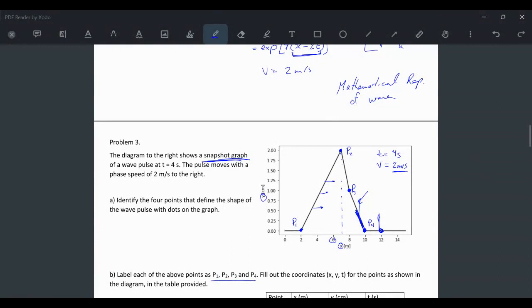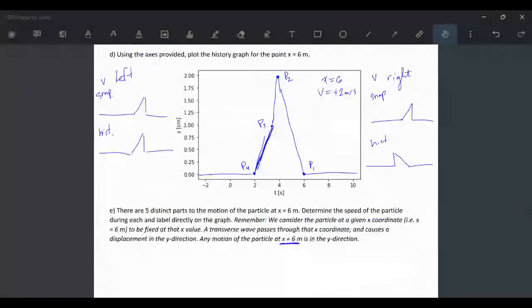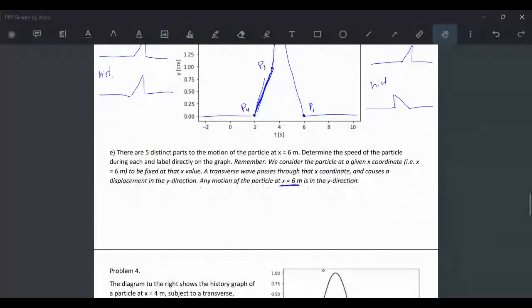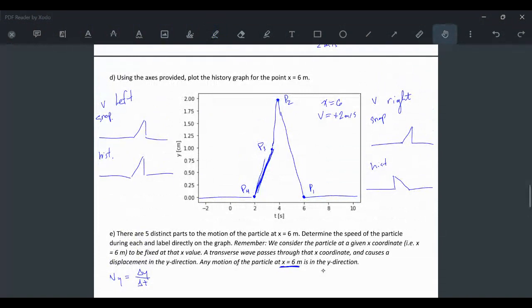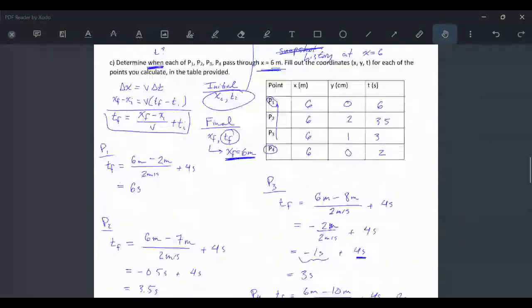So basically what this means is we want to know what is the change in y in a given amount of time. That's velocity, right? Vy is equal to delta y divided by delta t. Lo and behold, we have a graph of y versus t. So this just boils down to figuring out the slope. And we have the points that help us define our slope.